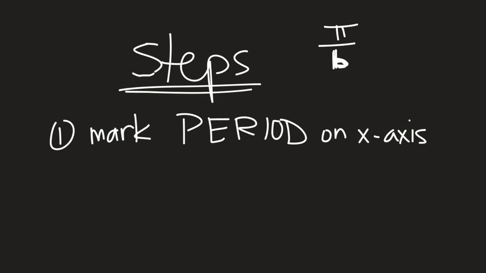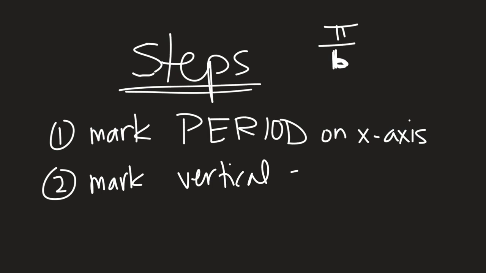Okay? Then you turn to your vertical shift. If you have any vertical shifting going on, you're going to put that on your graph also, a horizontal line representing the midline of your graph. You might not have one in your equation, so step number 2 may or may not occur on every single problem. But if there is one, you should do it second to mark the vertical shift.